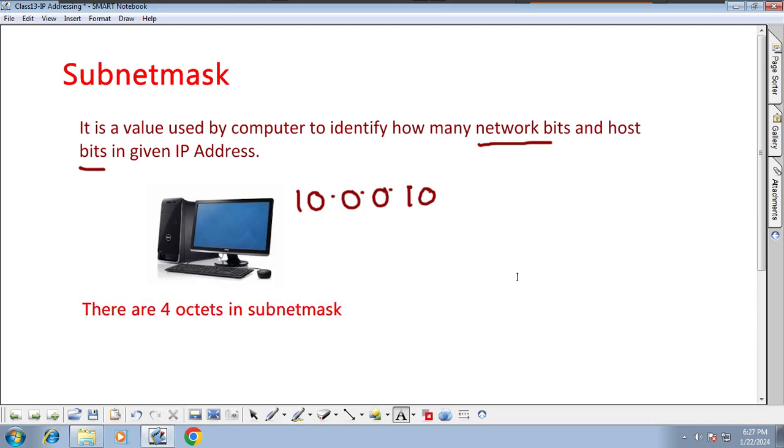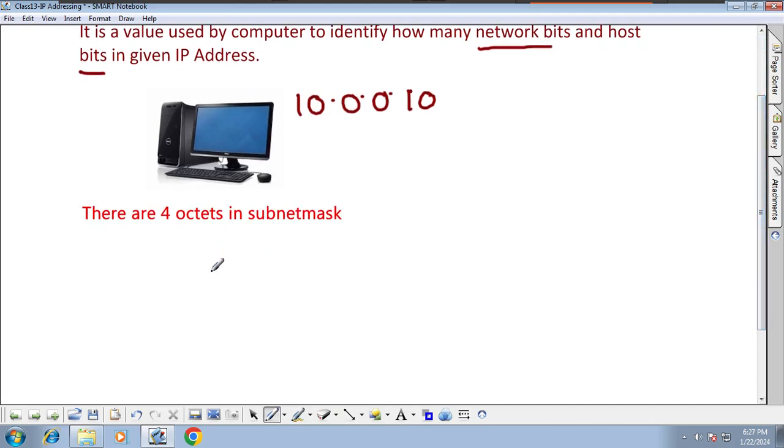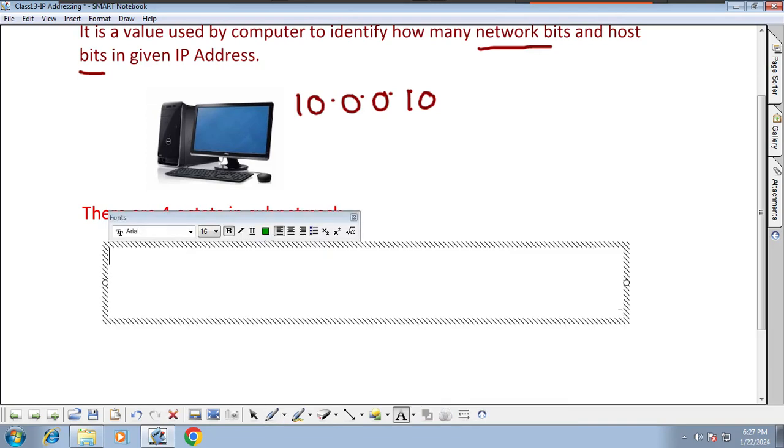Yes, it looks like an IP address only: 4 octets, and each octet has 8 bits, same as how an IP address looks. But there is a condition for how to get the subnet mask. A small formula, a very small formula to get the subnet mask.